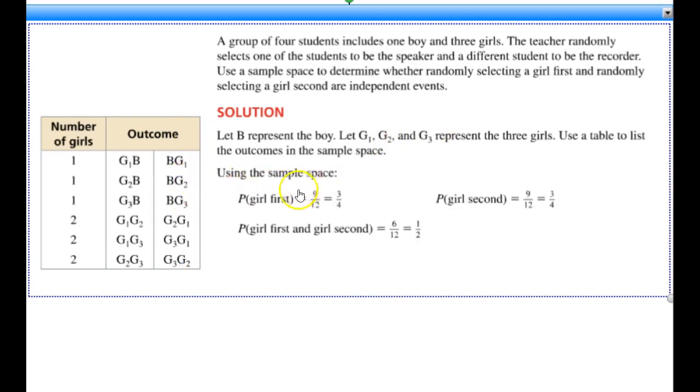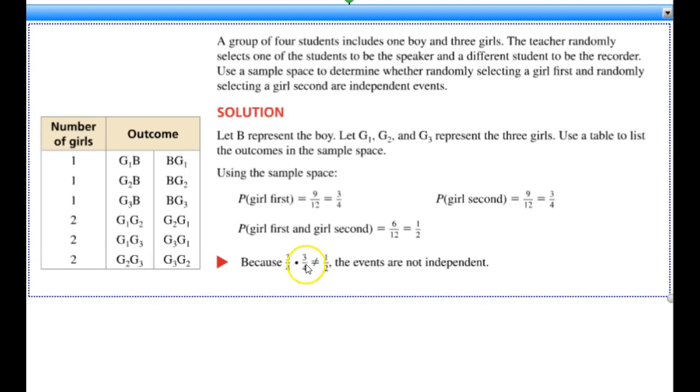Okay, so using my sample space, the probability that I pick a girl first: I count all of the possibilities where I pick a girl first, which was 9 out of my 12 possibilities. Then I look at my probability of picking a girl second, and I count all of the possibilities. There are 9 out of 12. So now I find the probability of a girl first and a girl second. I count the numbers here, and I can figure that out.